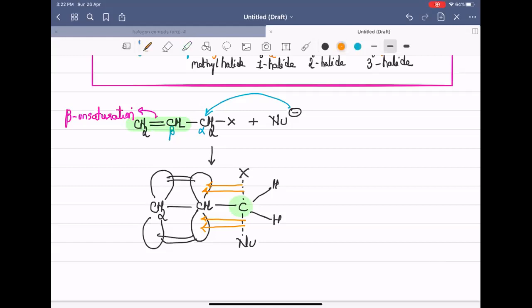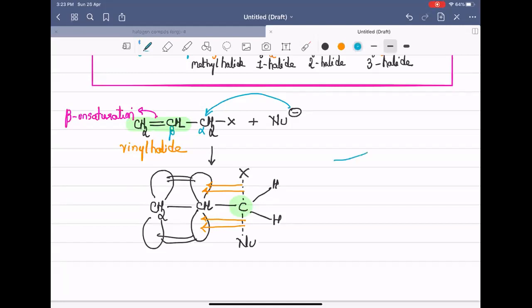So we say this is vinyl halide. Substrates like vinyl halide can show SN2 because they have beta unsaturation. With beta unsaturation, the pentavalent carbon can lose some of its electron density into the pi orbitals in the beta position, and hence it can stabilize itself, and that is the reason why it can show SN2.